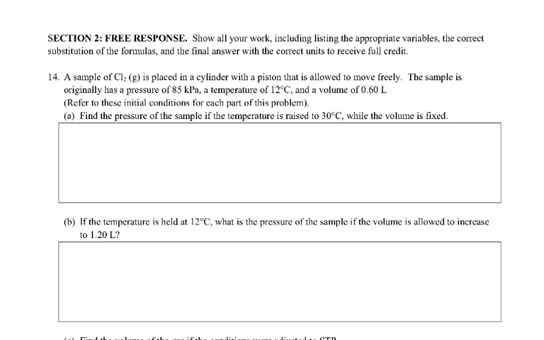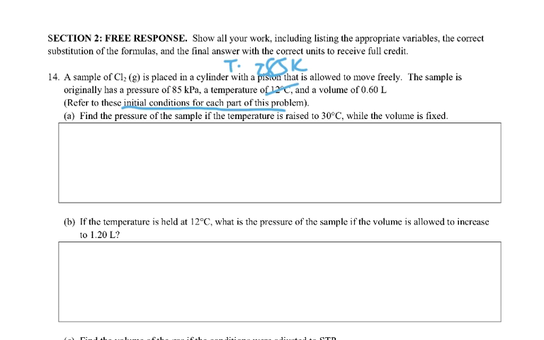Okay, now we have our free response. A sample of chlorine is placed in a cylinder with a piston that is allowed to move freely. The sample originally has a pressure of 85 kilopascals and a temperature of 12, which I'm going to change to 285 Kelvin, and a volume of 0.6 liters. I refer to these initial conditions for each part of this problem. So we're going to come back to these numbers several times.